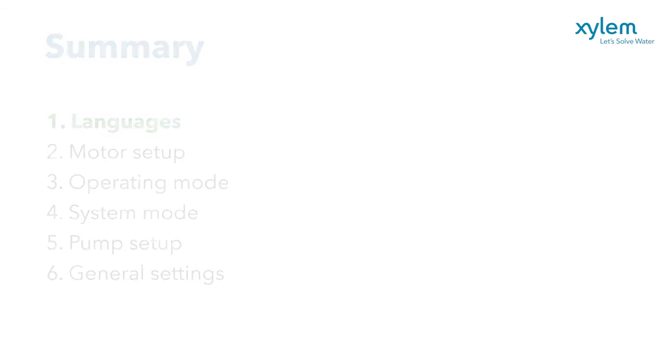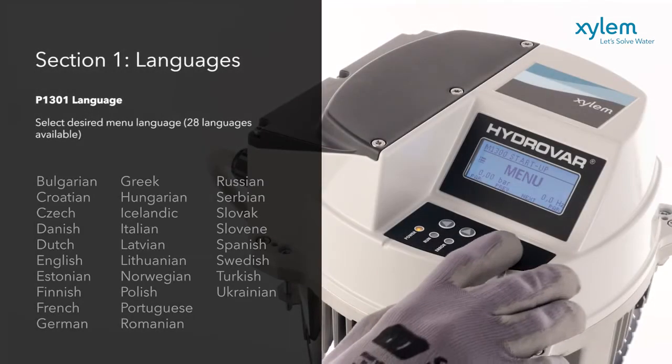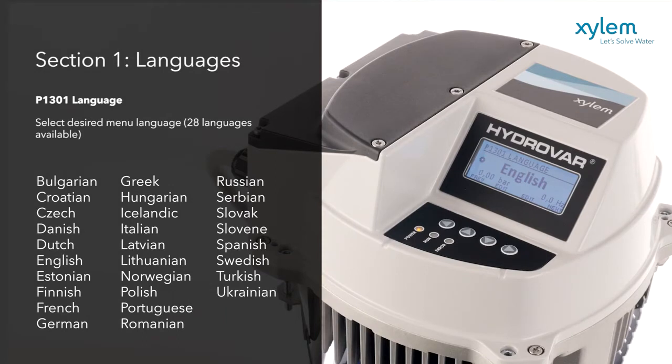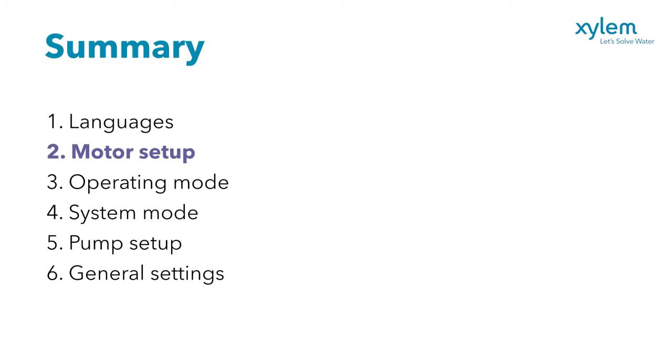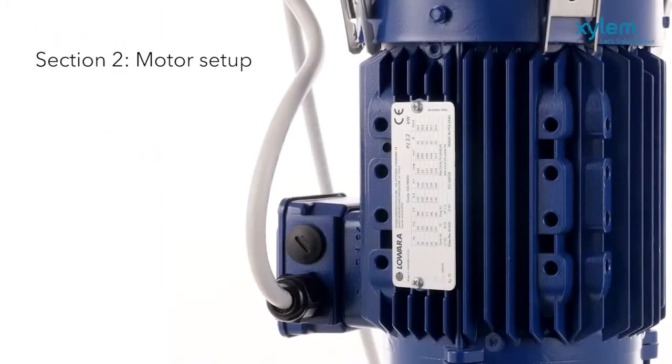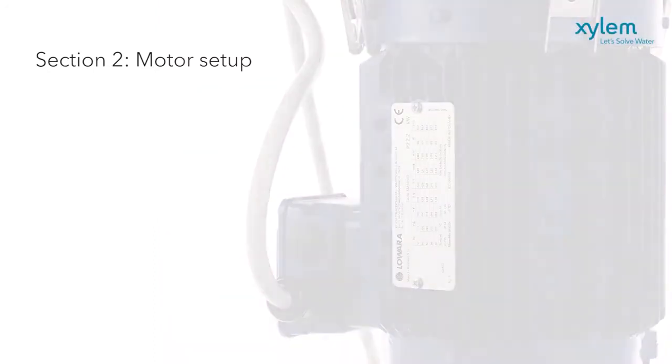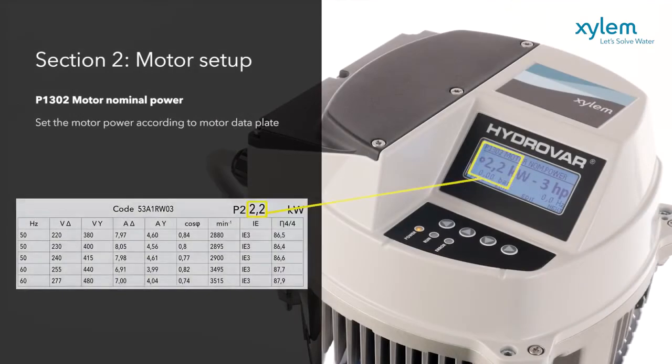Setup is simple for anyone, anywhere, with a choice of 28 language settings. The data plate on your chosen pump motor will show its nominal input voltage and the correct rated current, which you set on the Hydrovar.